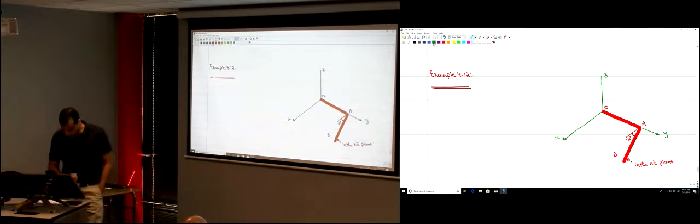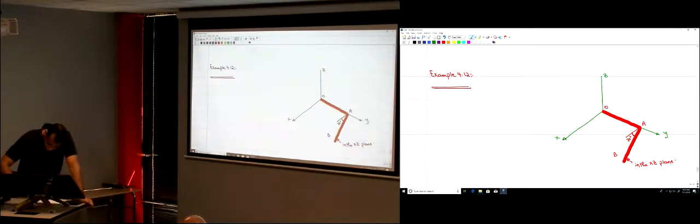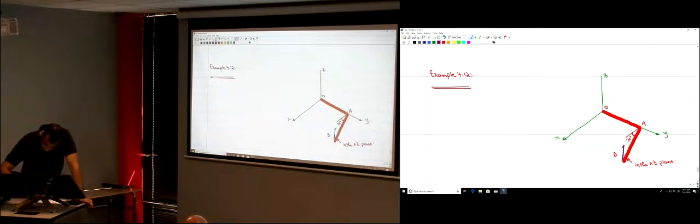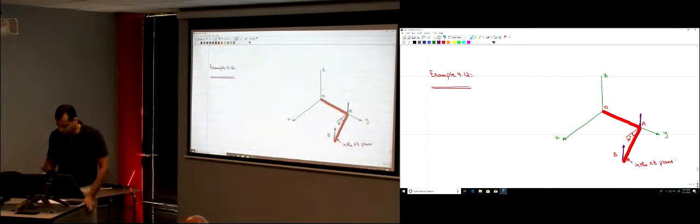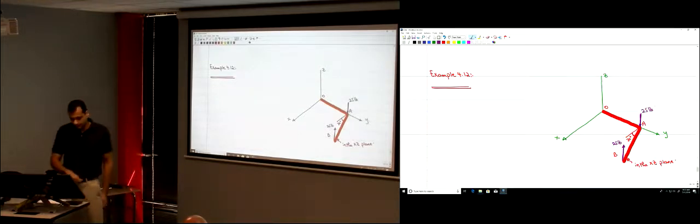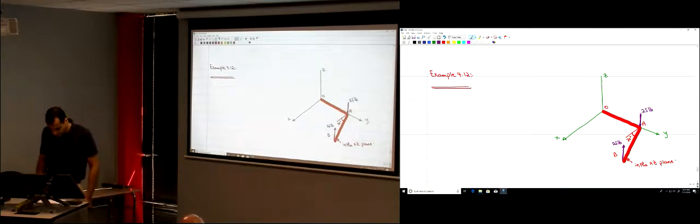And then there are two forces. Let's throw them in purple here, that are in the z direction. The two forces are in the z direction, acting at point A and point B. Okay? They are equal, 25 pounds each. Equal and opposite, so it's a couple. Okay?